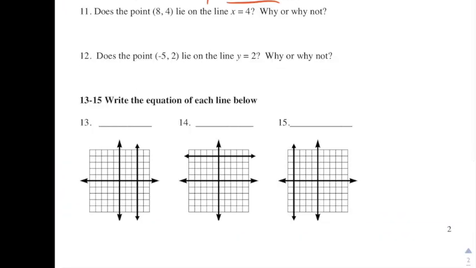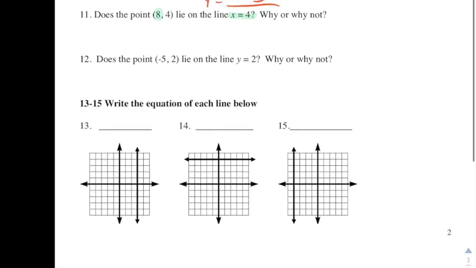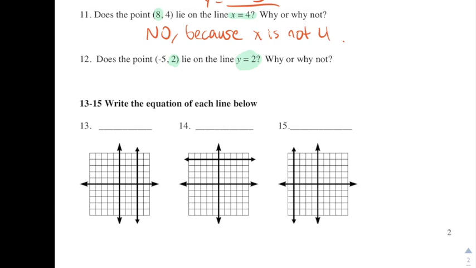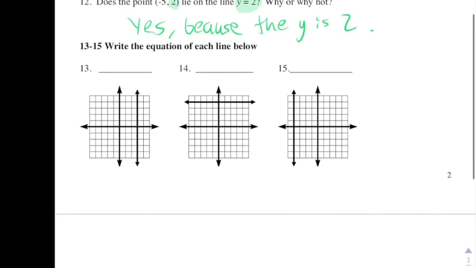Number 11, they ask us, does this point (8, 4) lie on the line x equals 4? Well, here's the issue. X equals 4 means all the x's are 4. But this x is not 4. So no, this doesn't fall on that line. The line x equals 4 means every x in the equation is 4. Every point has an x of 4. So this point doesn't have an x of 4, so no. Because the x is not 4. Now, this next equation, y is supposed to equal 2. So any point that has y equals 2 would be on the line. Well, this guy has a y equals 2, so yes, the answer is yes. Because the y is 2.